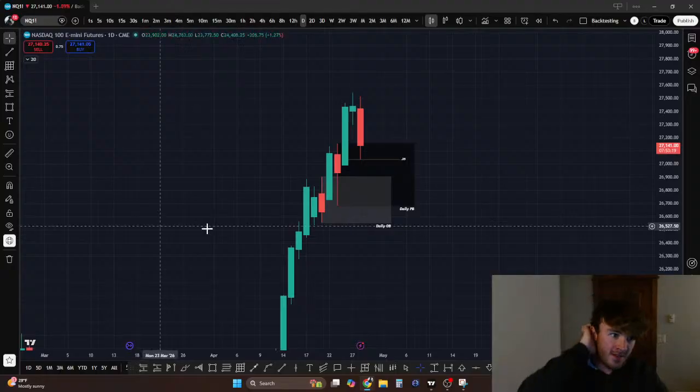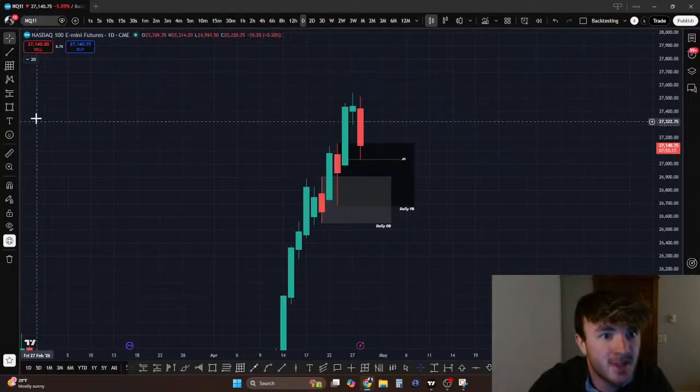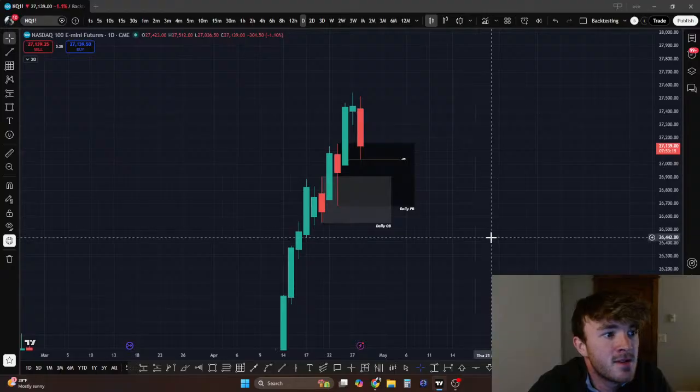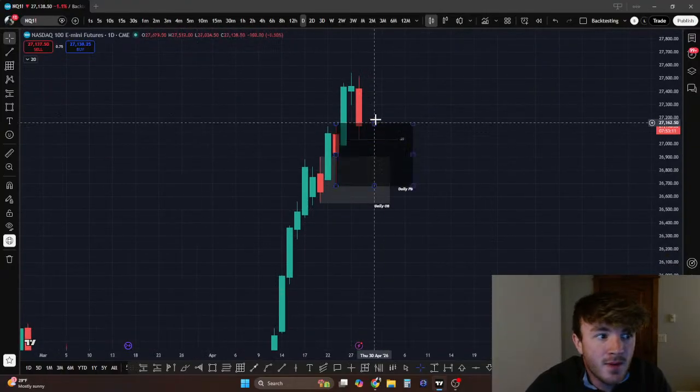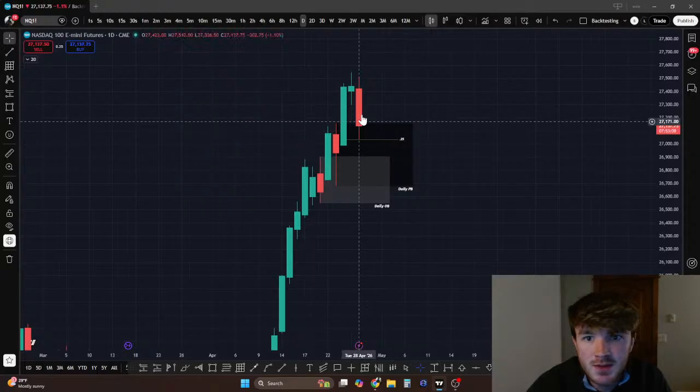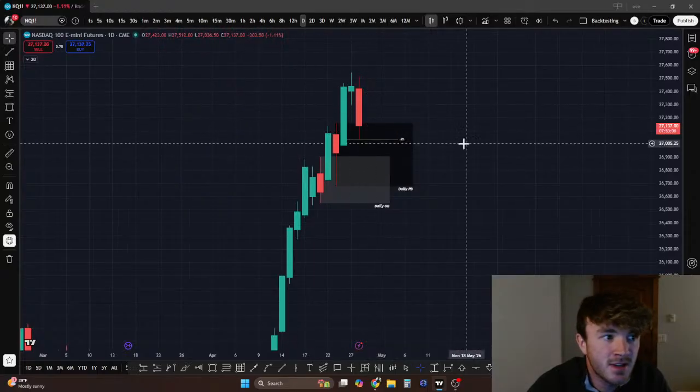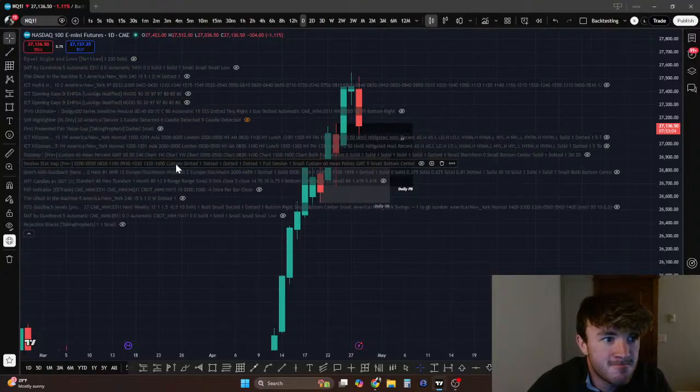Right to 0.25 of that, and then we're sitting at this daily fair value gap here. It's gonna be interesting to see how we are going to use this daily gap. Are we gonna inverse it? You know?